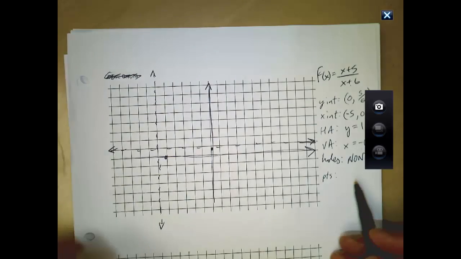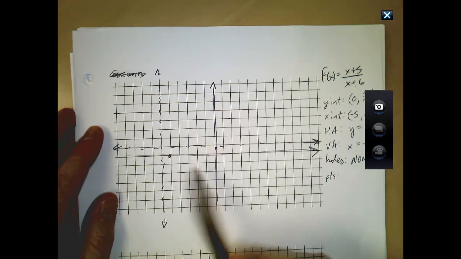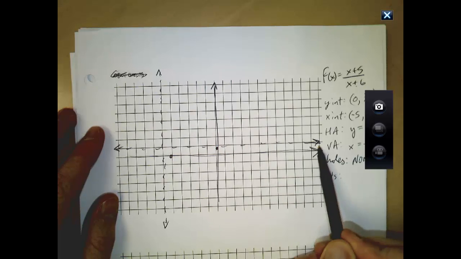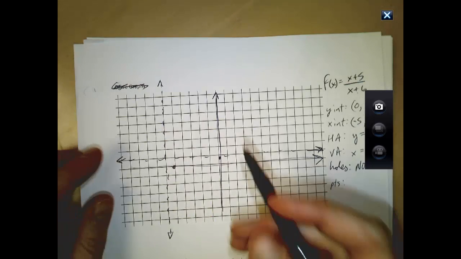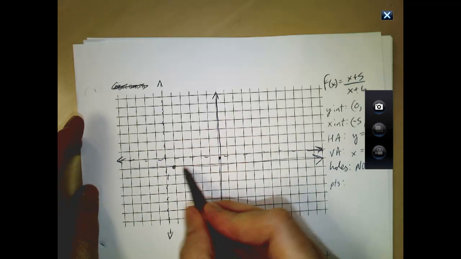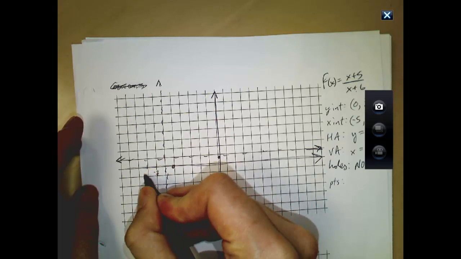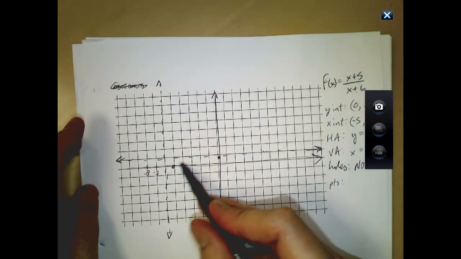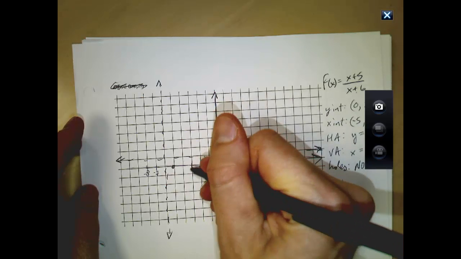Back to this function. Here we go. All right. So we've got a point here, a point here. I can see what's going to happen here. It's going to do this, right? But tell you what, let's do a couple points here. This is -6, so let's do -7, -8. And I can kind of see what's happening. I almost don't need a point here, but whatever. We'll do -3.